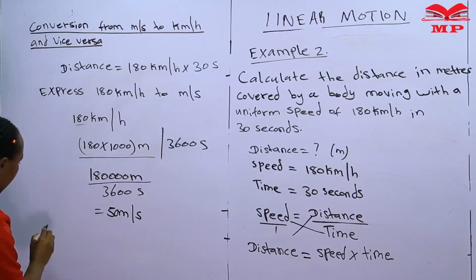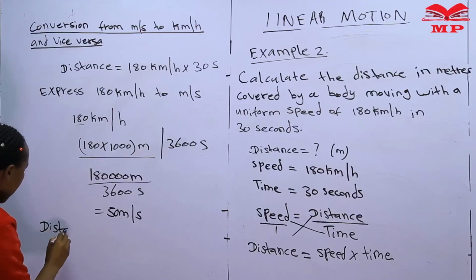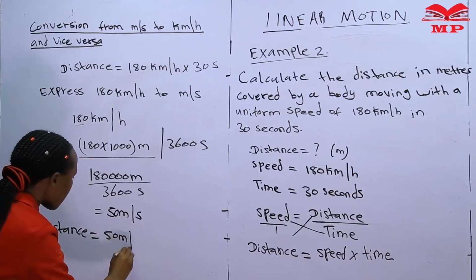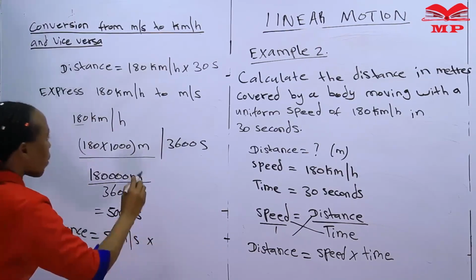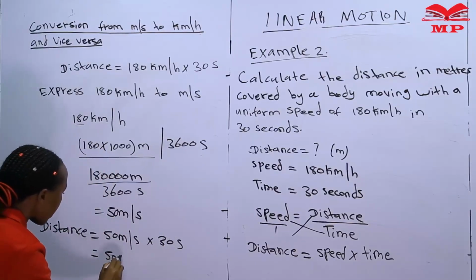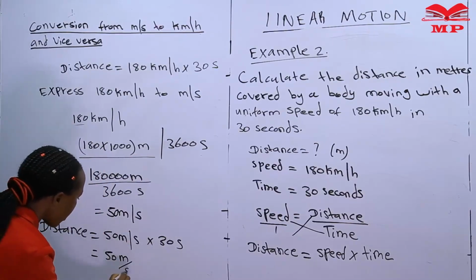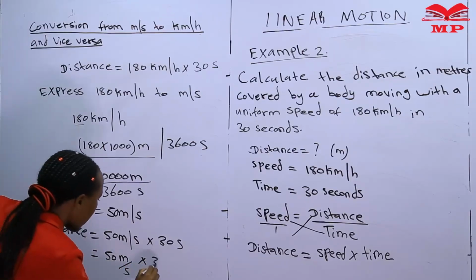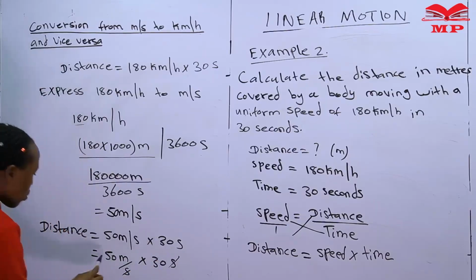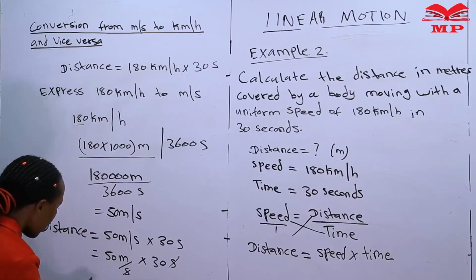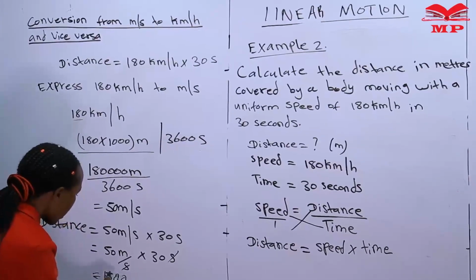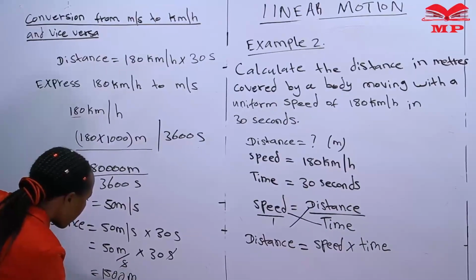Then we continue and calculate the distance. The distance will be equal to speed, which is 50 meters per second, multiplied by the time, which is 30 seconds. Meters per second simply means divide by seconds, and we multiply by 30 seconds, so the seconds will cancel. We are going to have 5 times 3, which is 15, then we add the 2 zeros. So we get 1,500 meters.